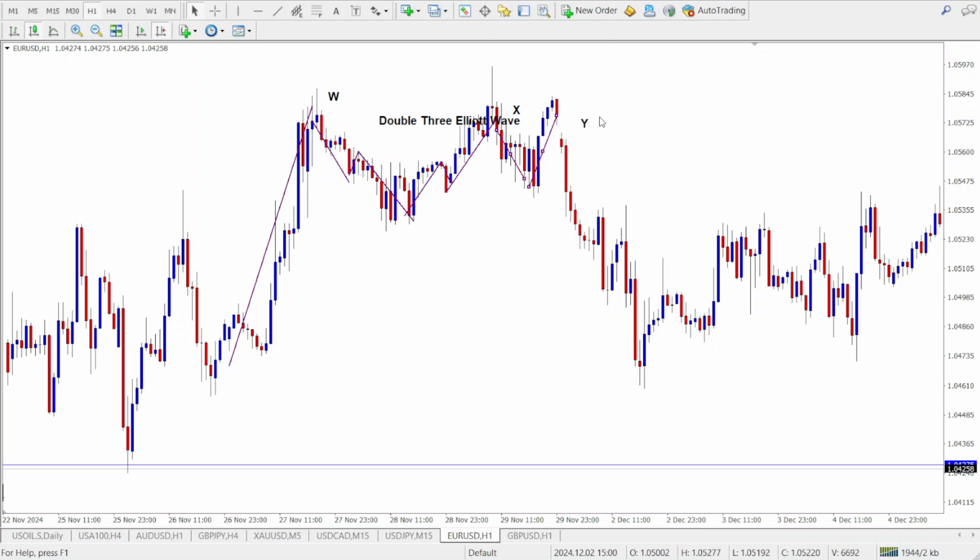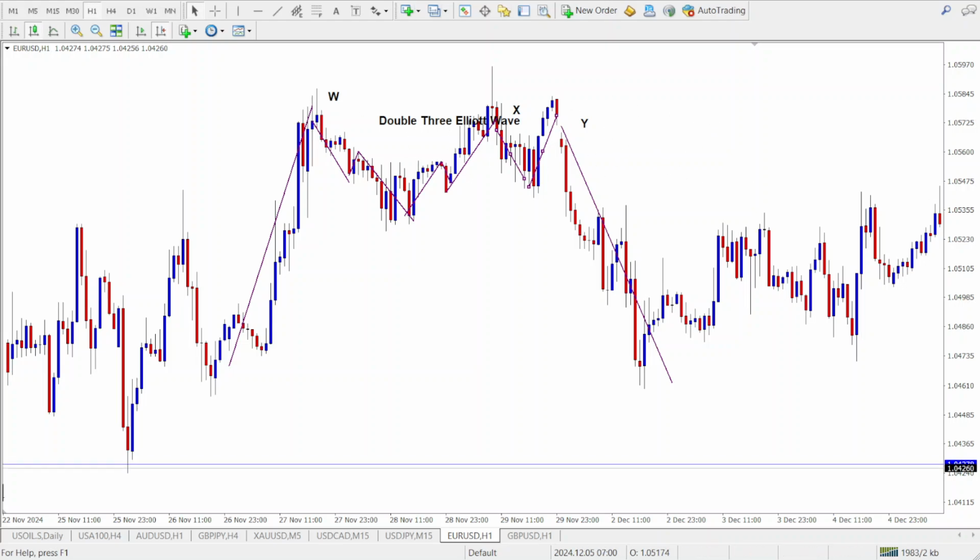double correction cycle. Okay. Now, once this Y wave is completed, then you will often see a strong move in the opposite direction. And you can see a strong move in the opposite direction. That concludes the end of, or rather, that forms the end of the consolidation phase.